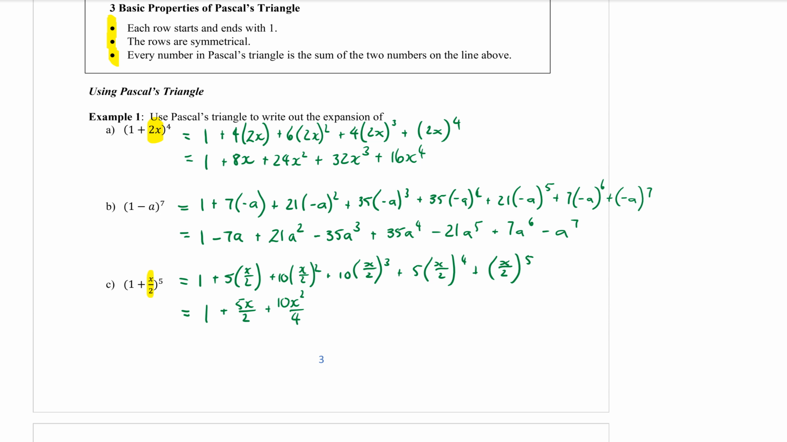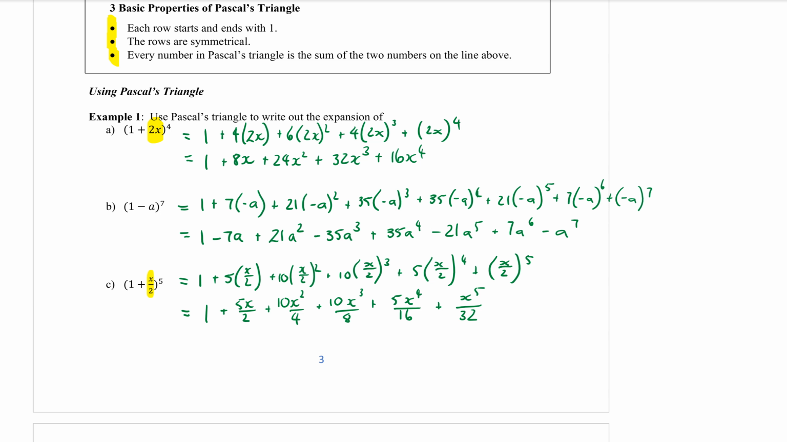Now the next one, I'm going to have the 10 out the front again. I do x cubed, and 2 cubed is 8. Next one, the 5 stays out the front. X to the power of 4 on the top, 2 to the power of 4, which is 16, on the bottom. And x to the power of 5 on the top, and 2 to the power of 5, which is 32 on the bottom.